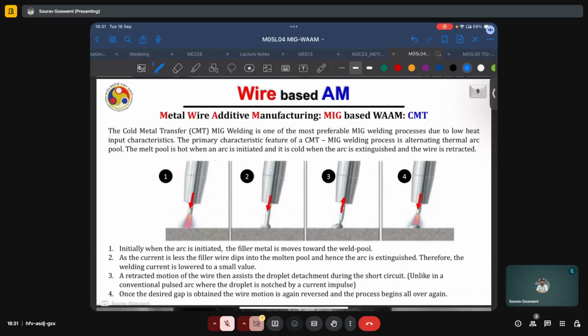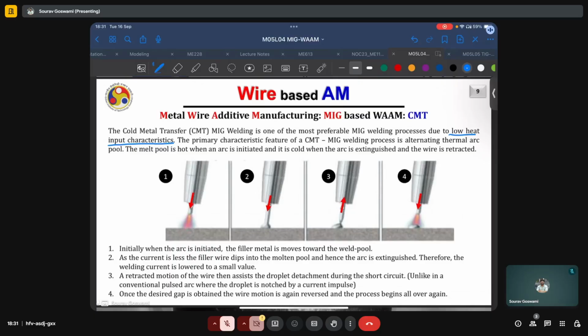Another say mechanism of material transfer is CMT, or cold metal transfer. And cold metal transfer MIG welding is one of the most preferable MIG welding processes due to low heat input characteristics. Now, cold does not really imply that it happens at room temperature or even lower temperatures. No, the material is still heated up. It's just that the amount of heat is very well regulated and less than some of the other techniques.